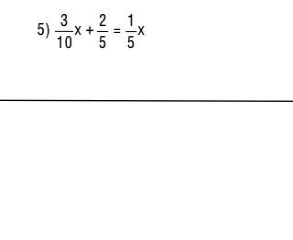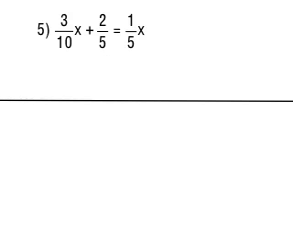Number 5. Another equation to solve. This one has fractions in it. So the easiest thing to do is to clear the fractions. You can add and subtract fractions if you want. But the more complicated something is, the easier it is to make a mistake, for me and for anybody.